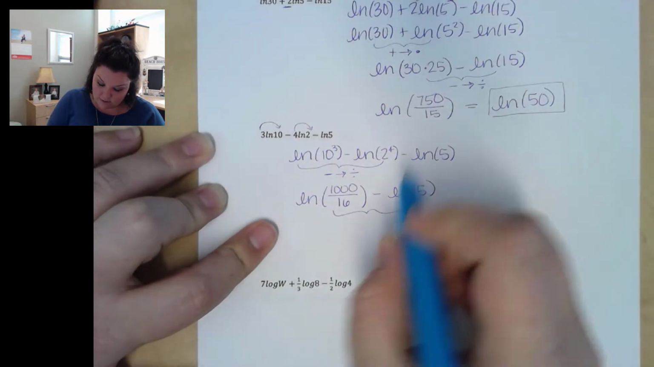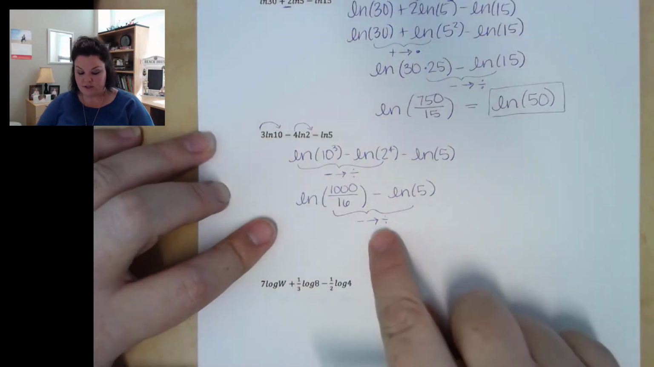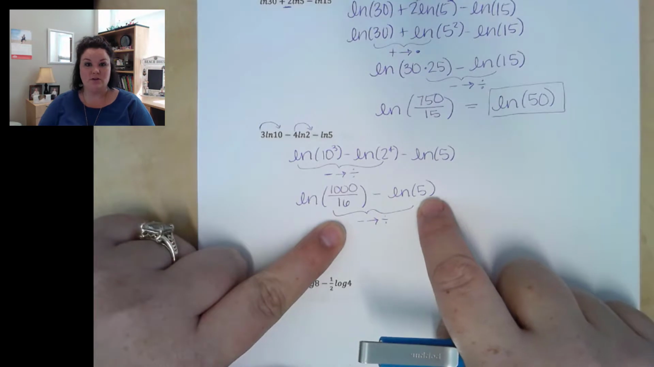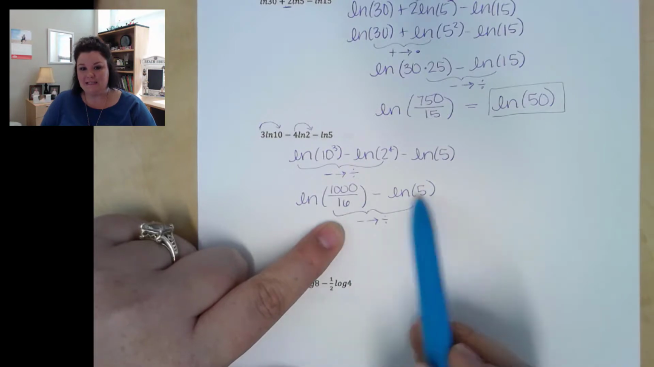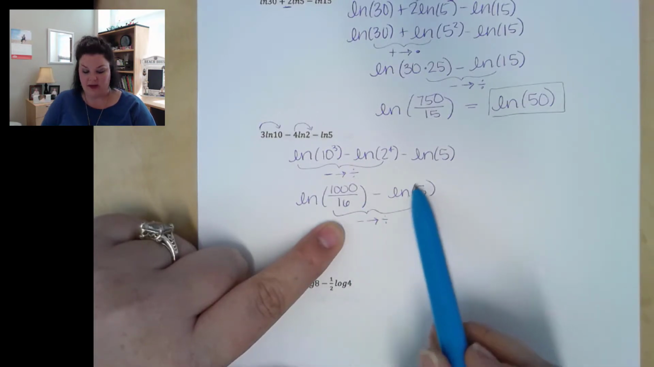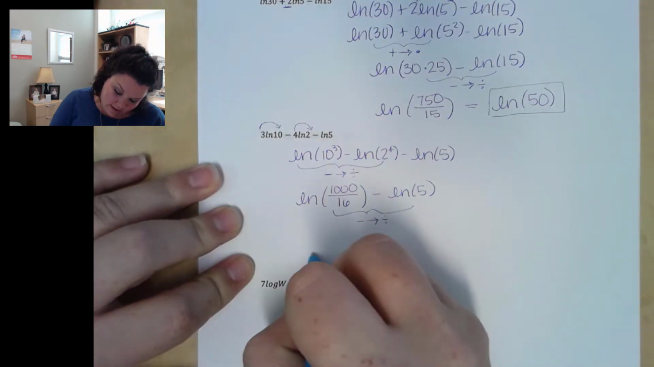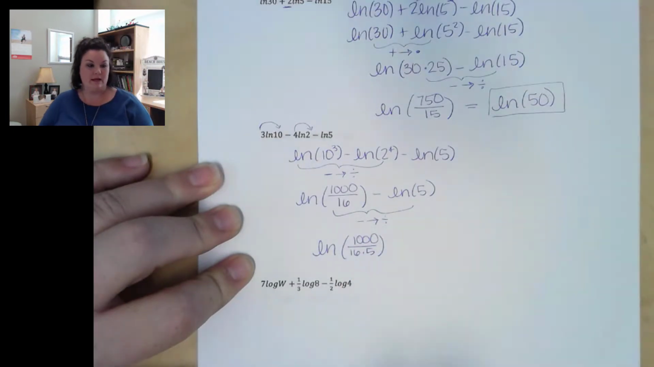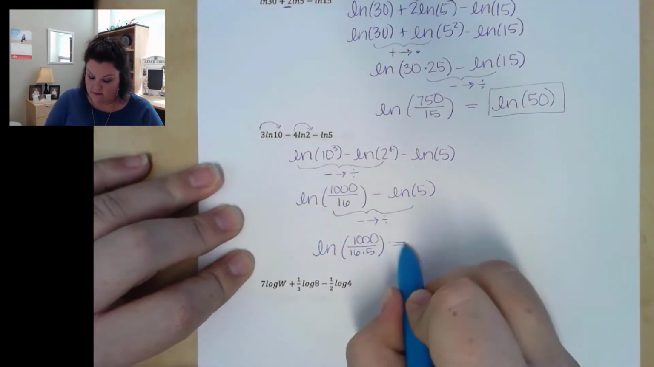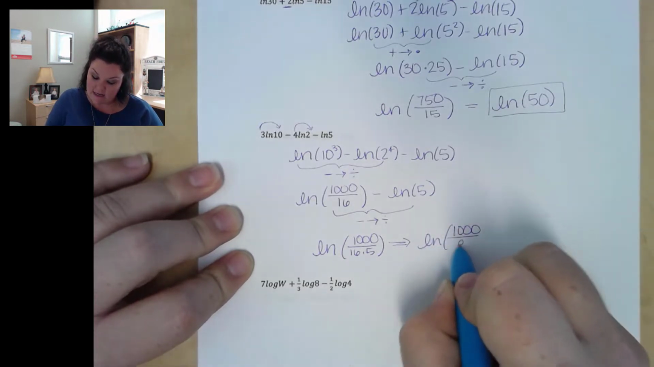Another subtraction also condenses into division. When we do division, we send the one that's being subtracted to the denominator. And notice here we already have a denominator, so when I condense these, I'm just going to tack on this 5 to the denominator that already exists by multiplying it down here on the bottom. So I end up with ln of 1,000 over 16 times 5. And then we're just going to simplify. 16 times 5 is 80.